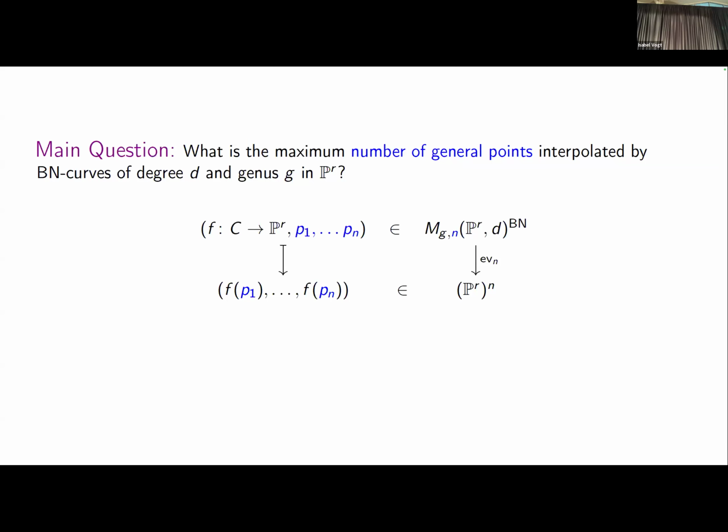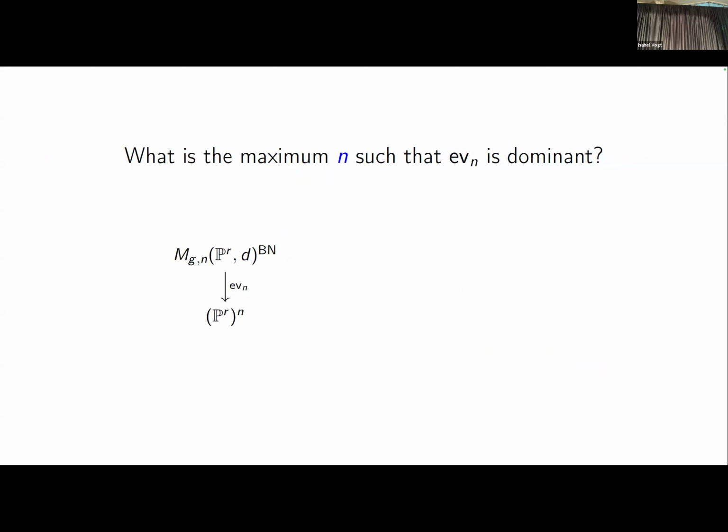Now let's think about our question. Our question was: if I fix a general collection of points in P^r, well, that's just a general point in the moduli space (P^r)^n. I want to thread a curve through it, so I want it to be in the image of this evaluation map. So our main question is exactly asking, what's the maximum n so that this evaluation map is dominant? Good? All right. So there's that question again: what's the maximum n so that this evaluation map is dominant?